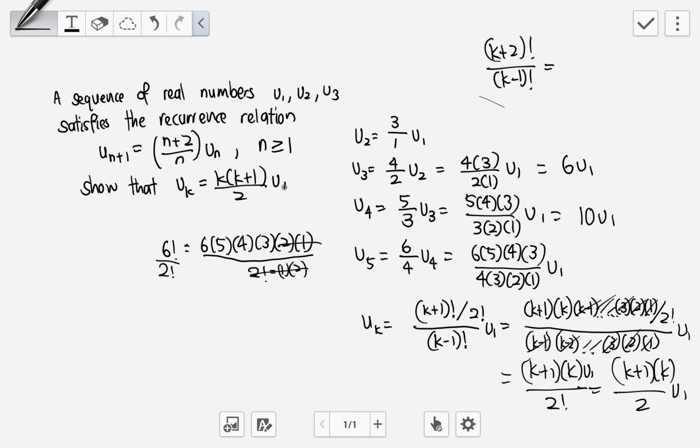Then I've shown that uk equals k plus 1 times k over 2 times u1. Okay, so that's the correct answer. That's it.